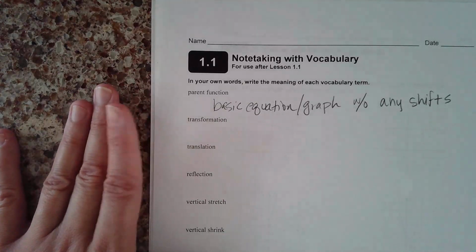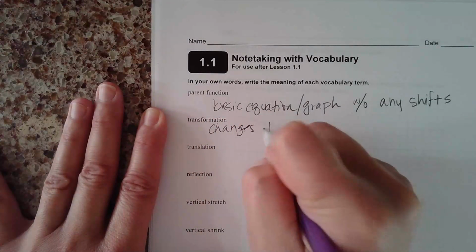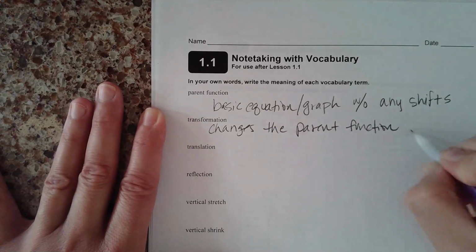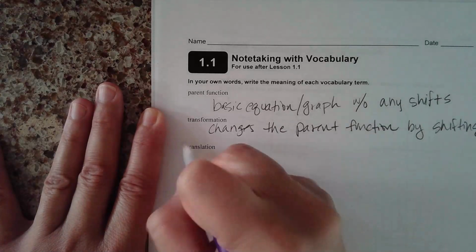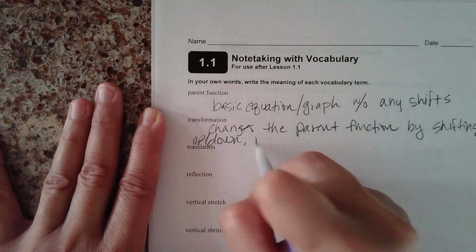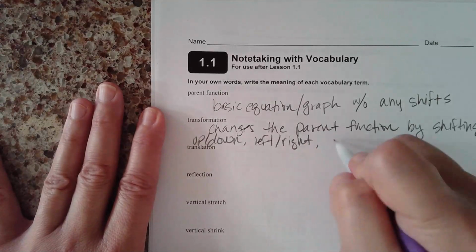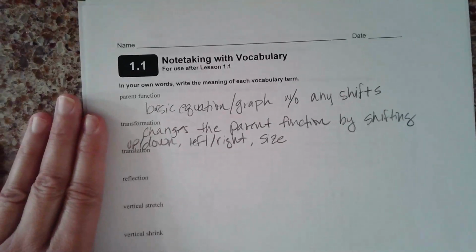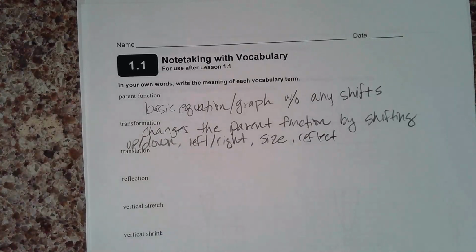The next one is a transformation. A transformation changes the parent function by either shifting it up and down, left or right. It can change its size, so it can make it wider or skinnier depending on the function. It could also reflect. Each transformation does one of those things.